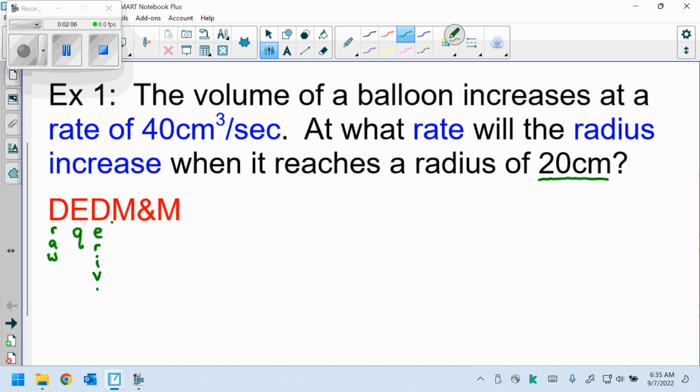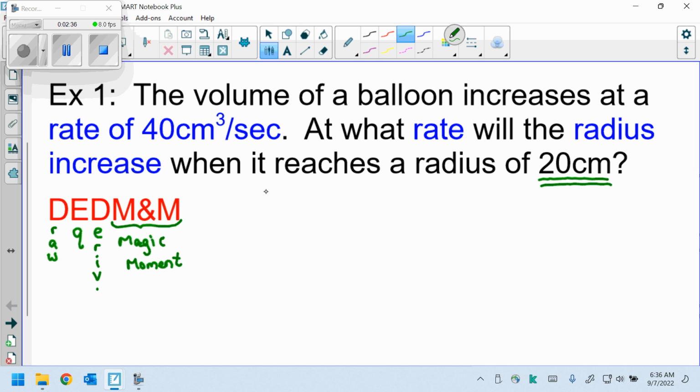And then, and only then do we start putting some numbers into this equation, into this derivative. And that is known as this magic moment. At that moment that we're talking about, in this case, this example up here, the magic moment is when the radius reaches 20 centimeters. So let's make a drawing.